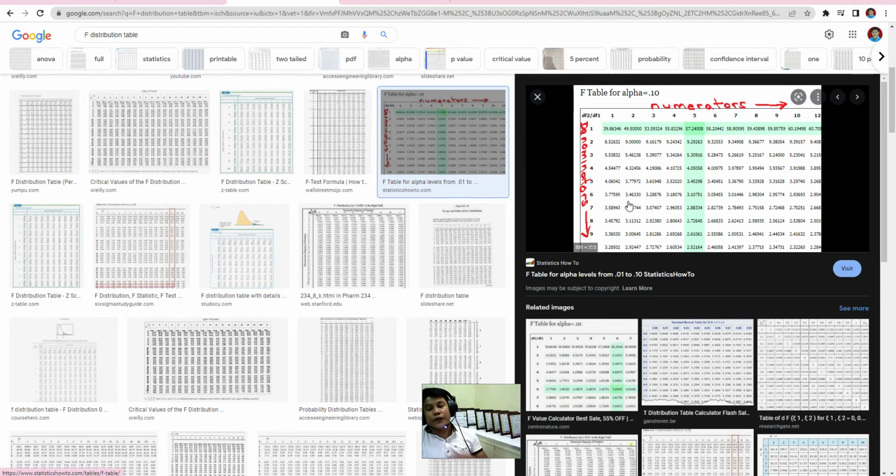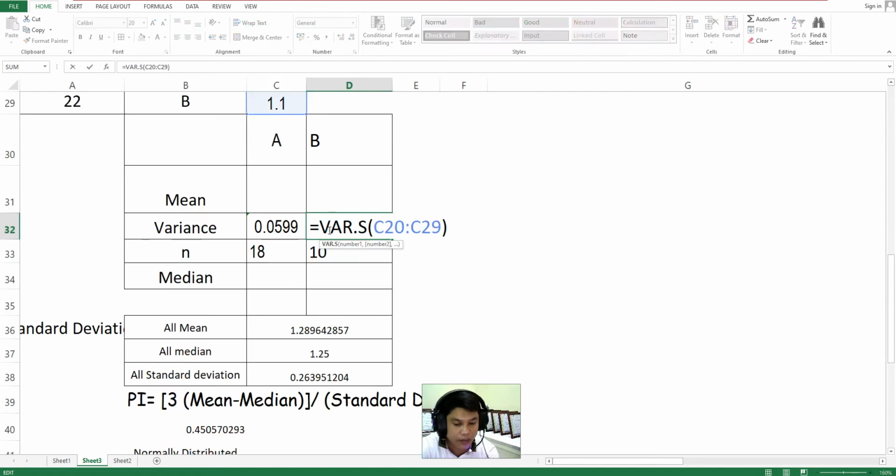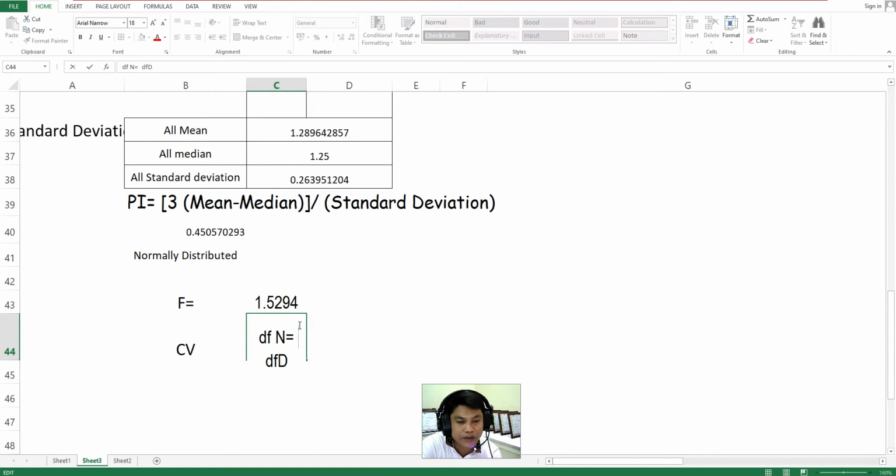Okay. So how do we know our degrees of freedom numerator? If you remember in our formula, our numerator refers to the variance of the bigger variance group, and our denominator refers to the group of the smaller variance. So again, our bigger variance is B, and our number of students there is 10. So our n for the numerator is 10 and our n for the denominator is 18. However, the degrees of freedom should be n minus 1 for both numerator and denominator. So our numerator is 10 minus 1, so our degrees of freedom is 9.